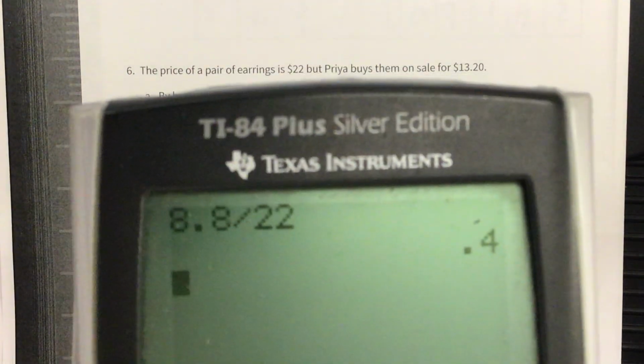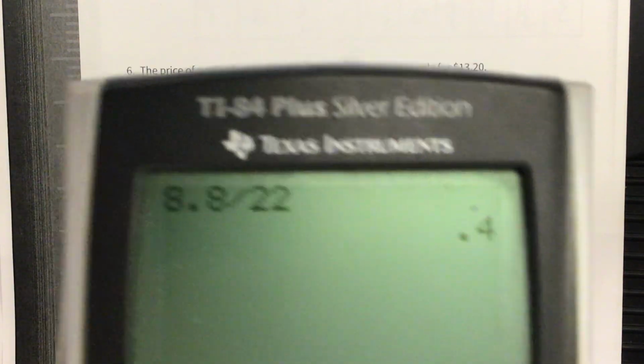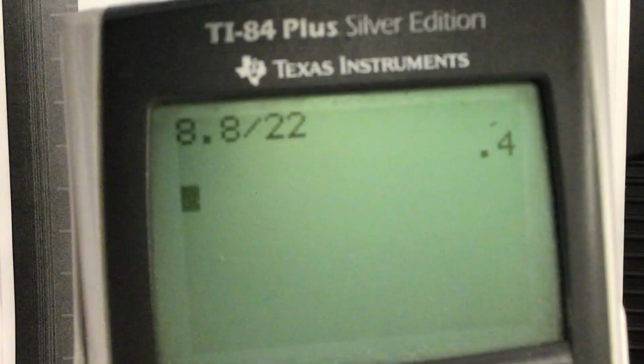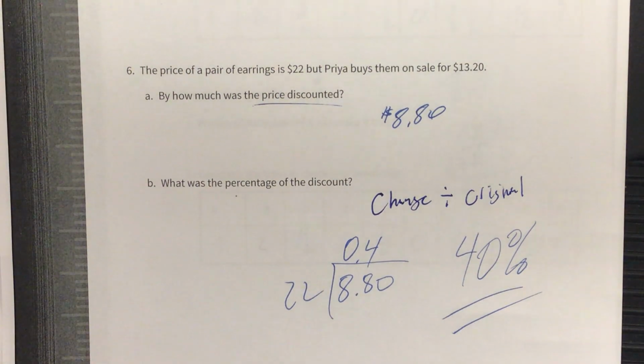There it is. I think my 8.8 divided by 22. Calculator won't make a mistake. It's probably user error there, Mr. Thornton.